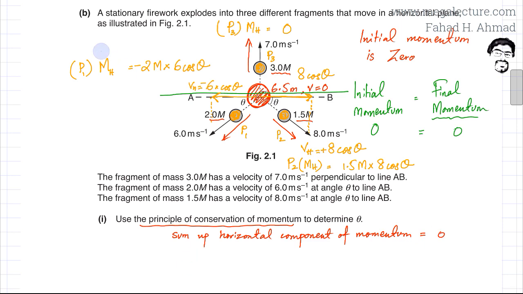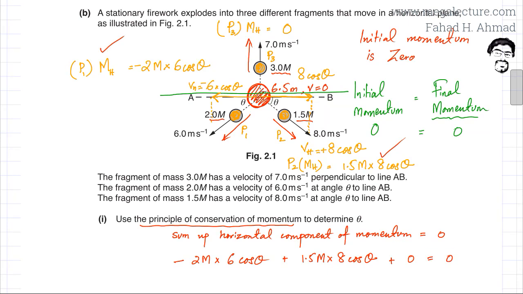So let's start with particle 1. The momentum is minus 2m into 6 cosine of theta. Then particle 2 has a horizontal component of 1.5 m into 8 cosine of theta. And the third particle had a horizontal momentum of 0, so that's 0. And the sum should be equal to 0.